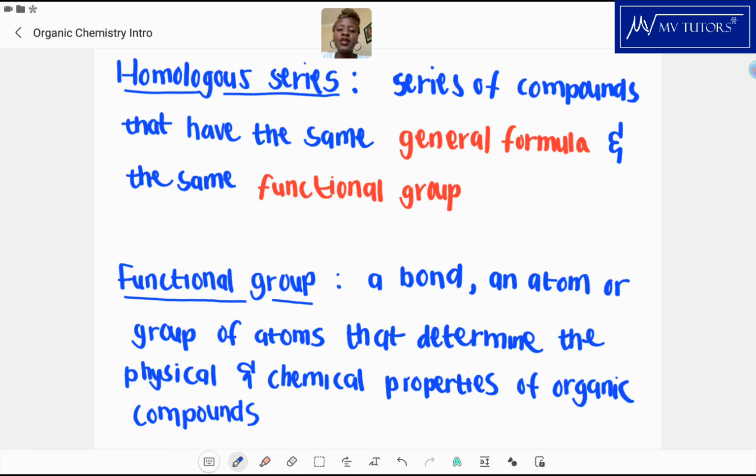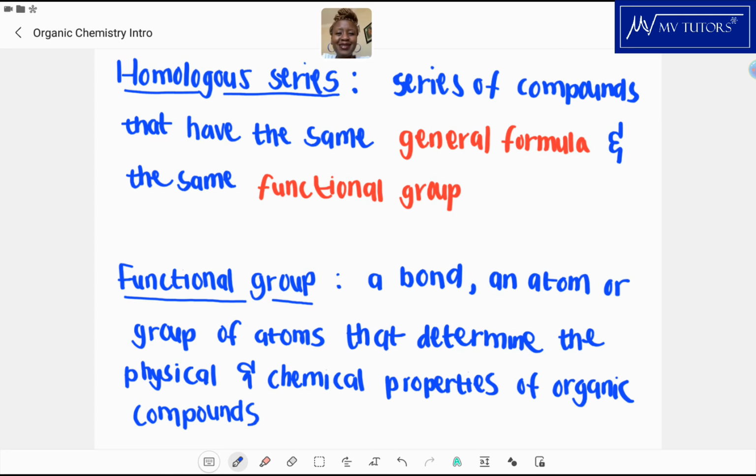For the functional group, you just take maybe a single carbon, or maybe two carbons, and see how they bond with each other. For example, like I said, the alkanes have single bonds, then you have the alkenes, which have double bonds, and the alkynes, which have triple bonds. But like I said, we'll sort it out in the next video. So that is your homologous series. Your functional group could be a bond, an atom, or a group of atoms that determine the physical and chemical properties of organic compounds.